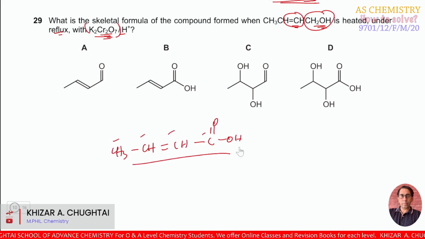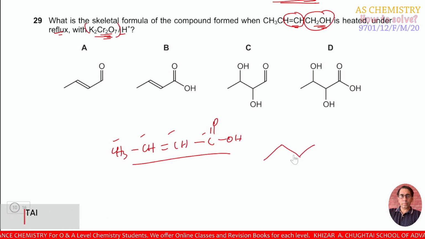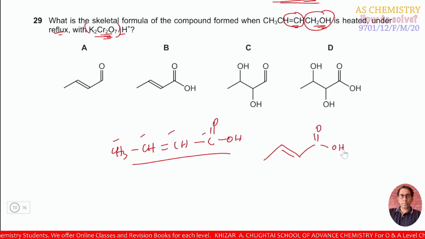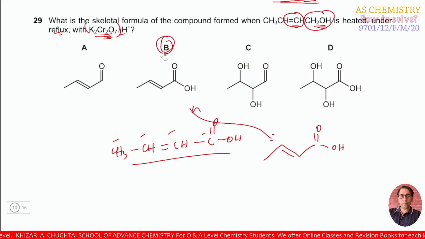There are 4 carbon atoms: 1, 2, 3, 4. There is a double bond between carbon number 2 and carbon number 3, and the end has C=O and an OH group. So this is the product that can be made, and the correct option is B. So B is the correct option.